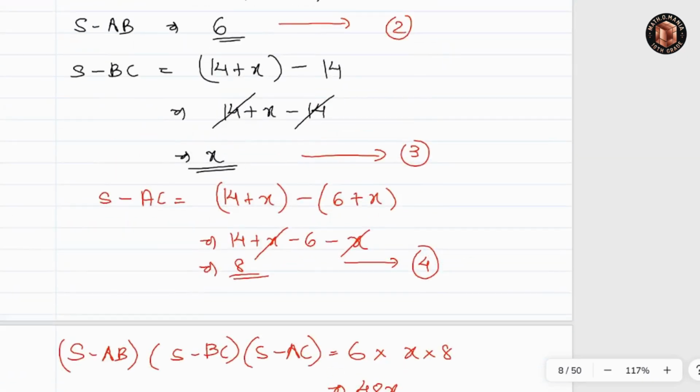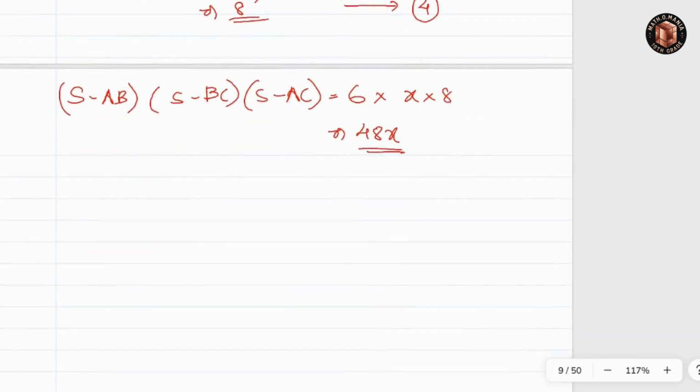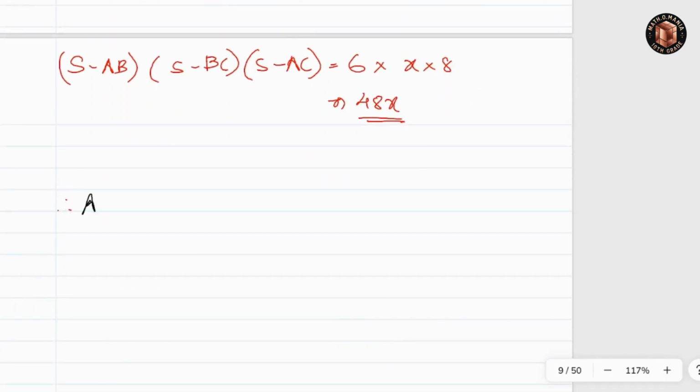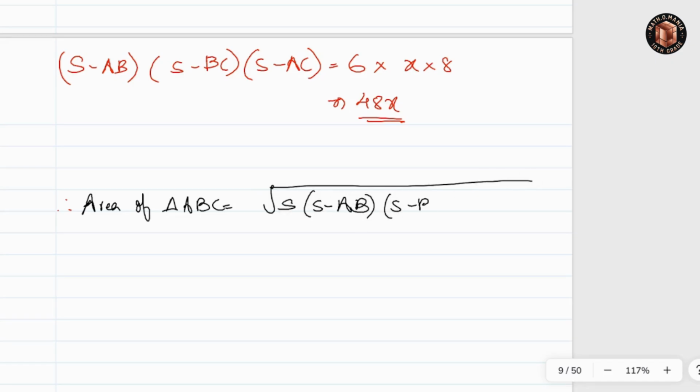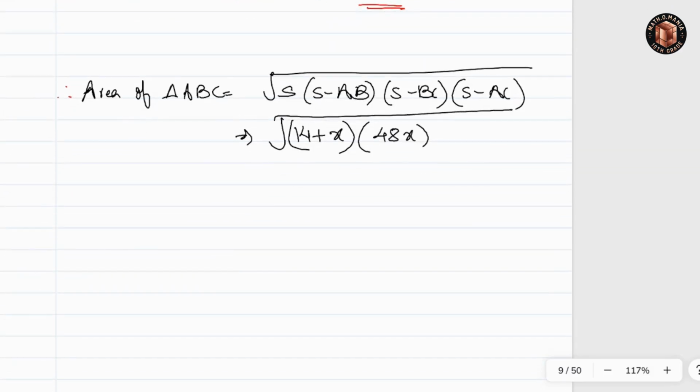Now what do I need to do? I need to substitute these values into our equation, that is the area of triangle ABC. Therefore, area of triangle ABC equal to root of s into s minus AB into s minus BC into s minus AC. What is s? We already found that. Now the value for s gives root of 14 plus x into 48x. Okay, so now we got this value. This one I will call equation number 5. This much centimeter square is the area of the triangle ABC.